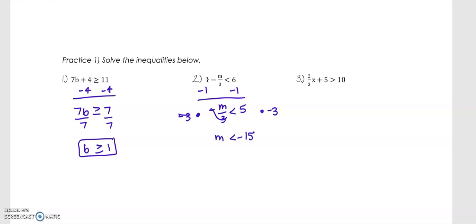But remember what we just did. We just multiplied by a negative. So what happens when we multiply by a negative? We have to flip that sign. Remember that. Next one: no distributing or combining like terms. I'll start by adding and subtracting. So undo addition by subtracting.